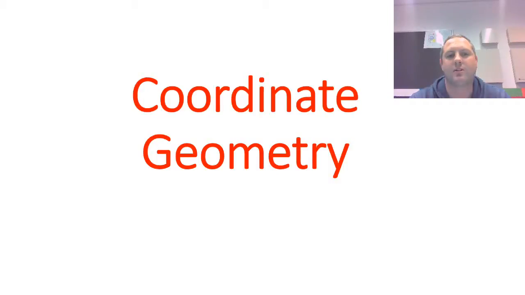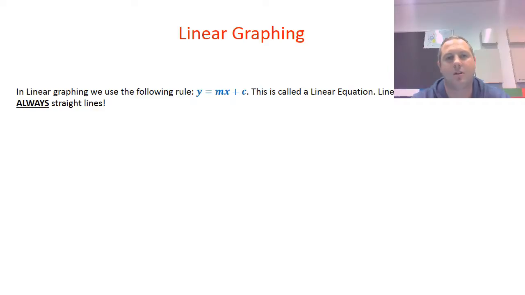Here we are looking at coordinate geometry, chapter 3. So we're looking at linear graphing, which is talking about straight lines. In linear graphing, we use the following rule: y equals mx plus c. This is also called a linear equation. Linear graphs are always straight lines. Now, if you see them curved in U shapes, they're not linear.